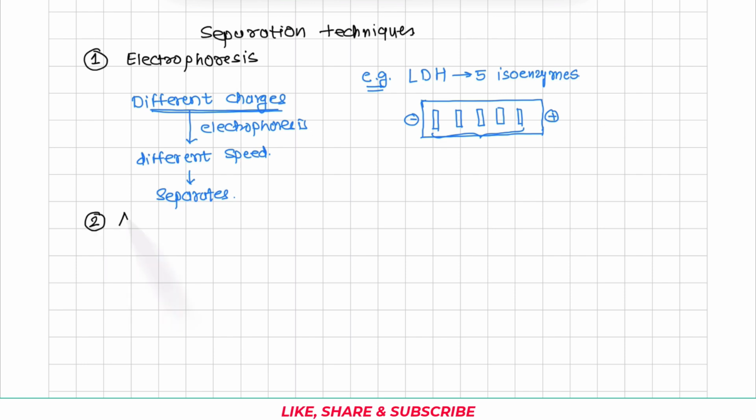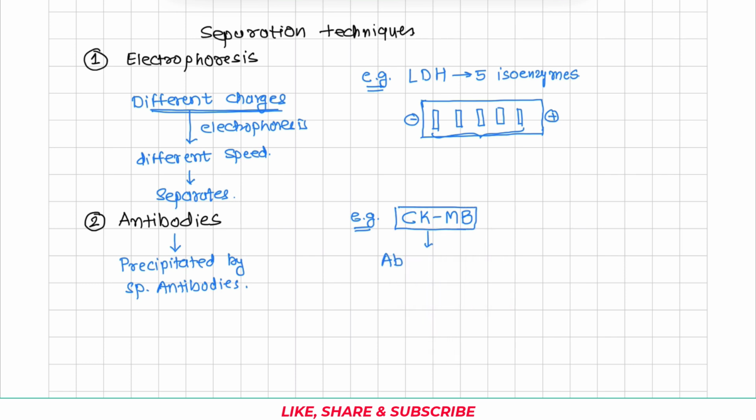Technique number 2 uses antibodies. Since isoenzymes are immunologically distinct, they can be recognized and precipitated by specific antibodies. This is actually how we routinely identify creatine kinase MB isoenzyme in clinical labs. We use antibodies specific to the M subunit to detect creatine kinase MB isoenzyme.